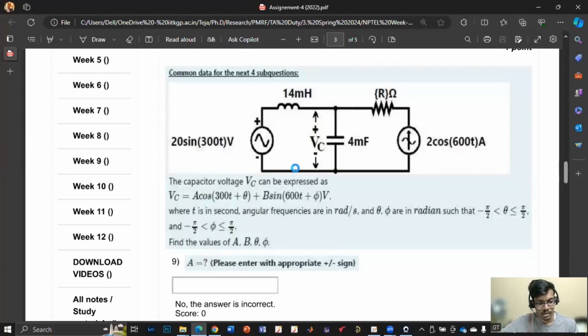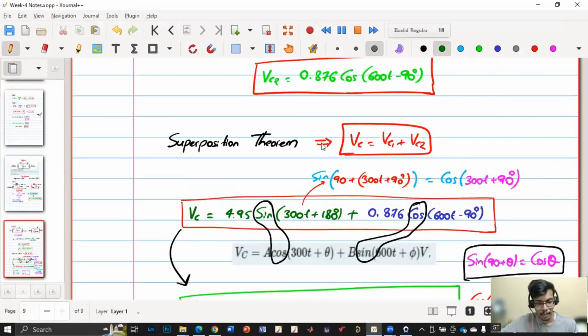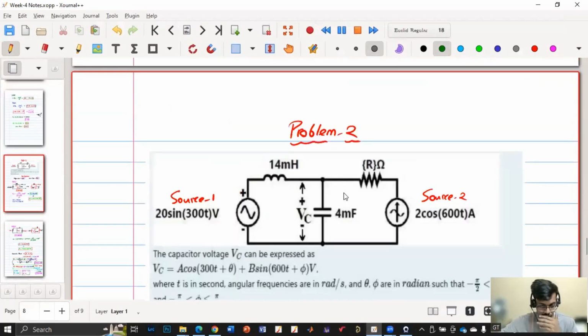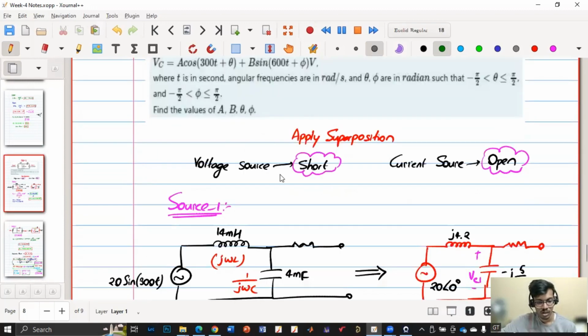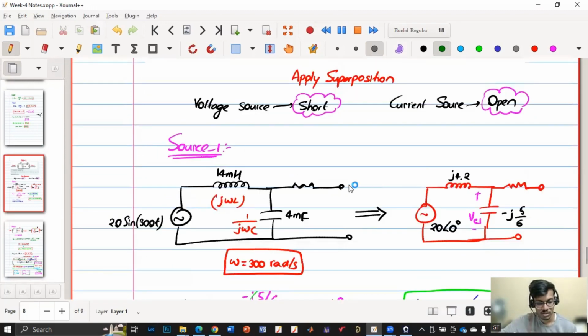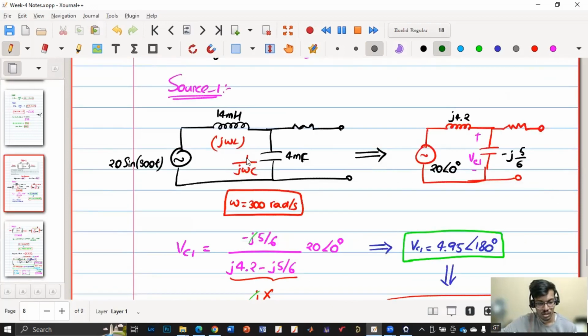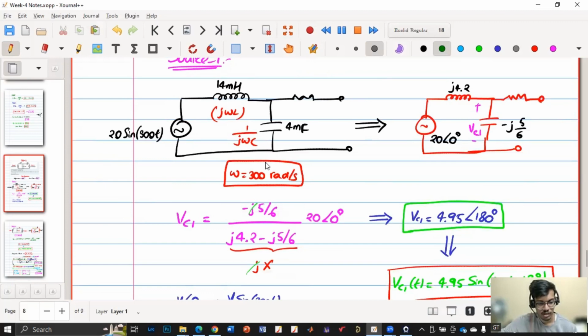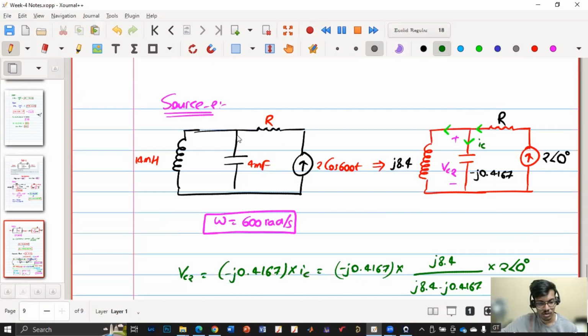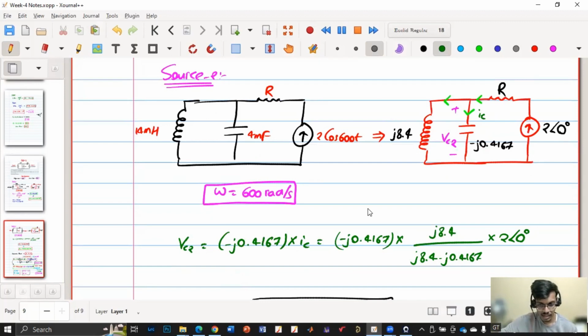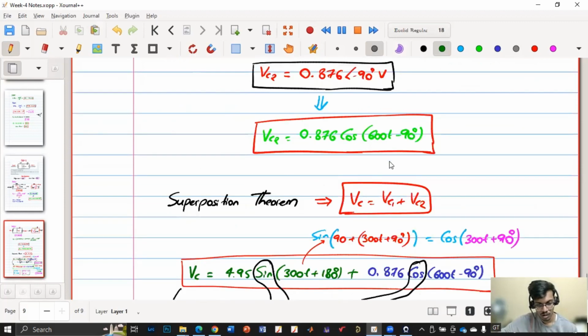So let us go back. We are given this kind of circuit with two sources. They are asking VC. So we apply the superposition theorem so that we can solve individually. Voltage source is shorted, current source is open. First with the current source open, we got X1 by X1 plus X2 into V input, and then we got VC1, straightforward. For VC2, resistor is not needed because we know the current entering these two by applying KCL, and current multiplied by impedance is the voltage. The addition of these two will be the voltage, because that is what the superposition theorem says.